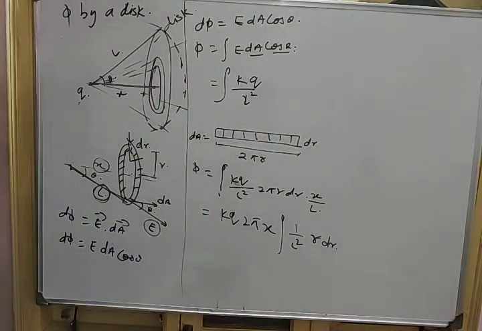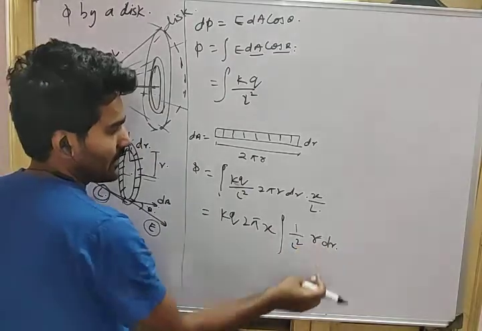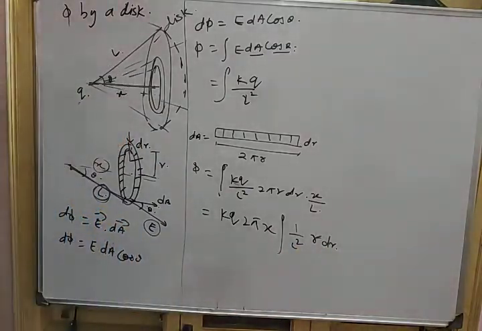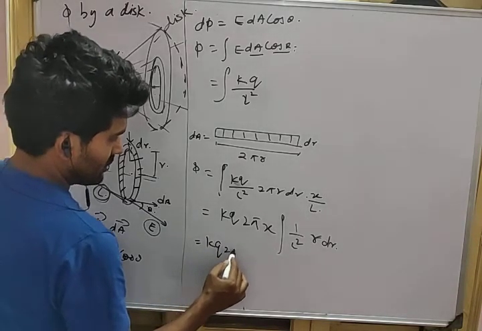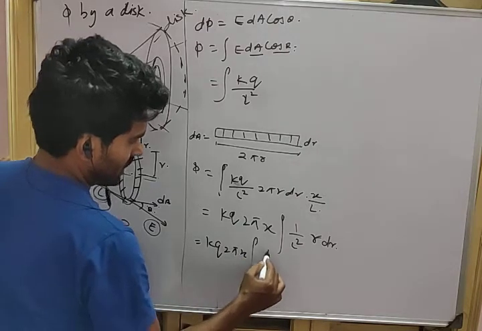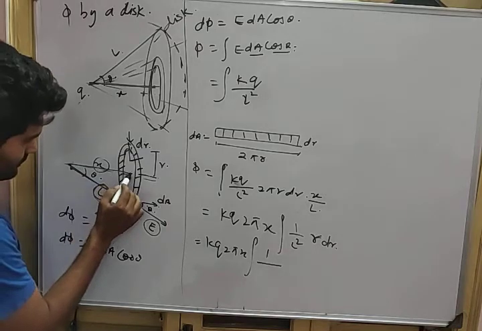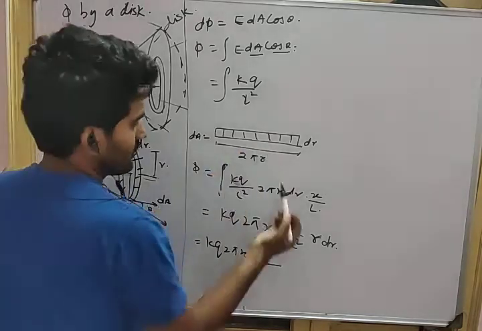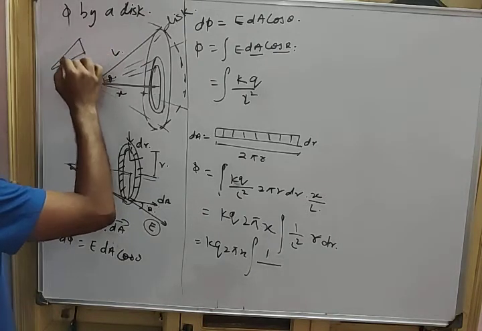Now, there are two variables, L and r. So how will we do that? Let's see. What is the L value here? If you take this triangle, see this triangle, this is L, right?